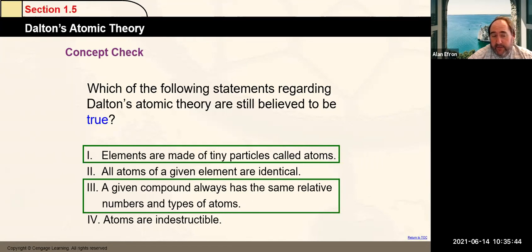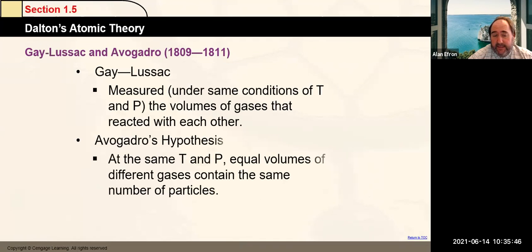Now, there's other theories and ideas that we're going to talk about in some later chapters, some of which deals with gases, for example. So Gay-Lussac and Avogadro basically had some gas laws. Gay-Lussac's law measured the pressure and temperature relationship of a gas as volume was held constant.